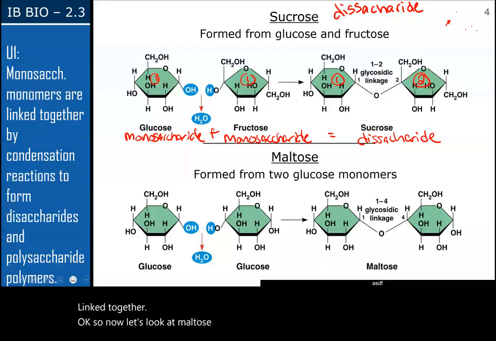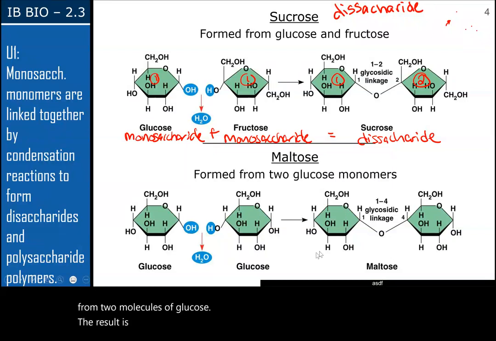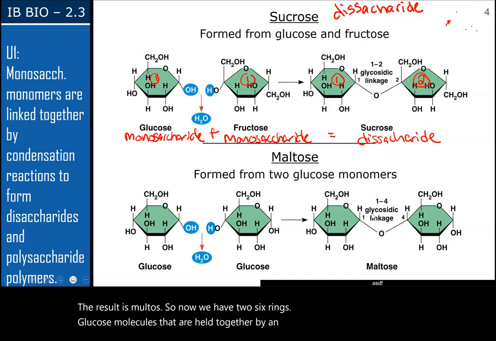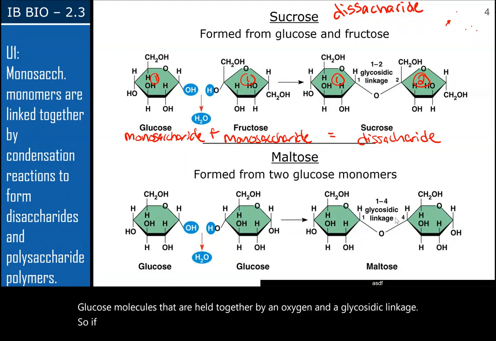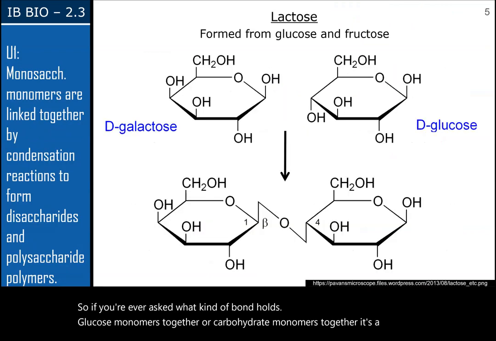Okay, so now let's look at maltose. Maltose is another disaccharide that's formed from two molecules of glucose. The result is maltose. So now we have two six-ringed glucose molecules that are held together by an oxygen and a glycosidic linkage. So if you're ever asked what kind of bond holds glucose monomers together or carbohydrate monomers together, it's a glycosidic linkage.